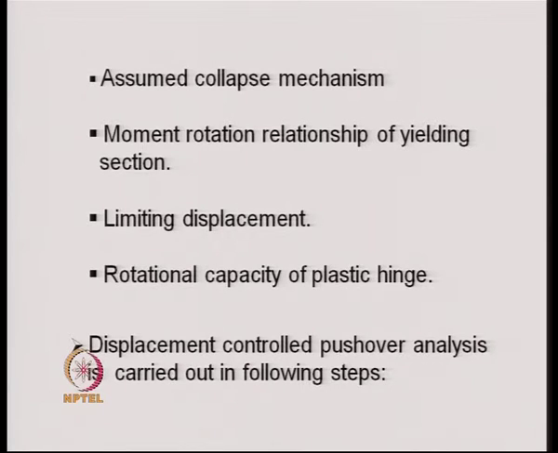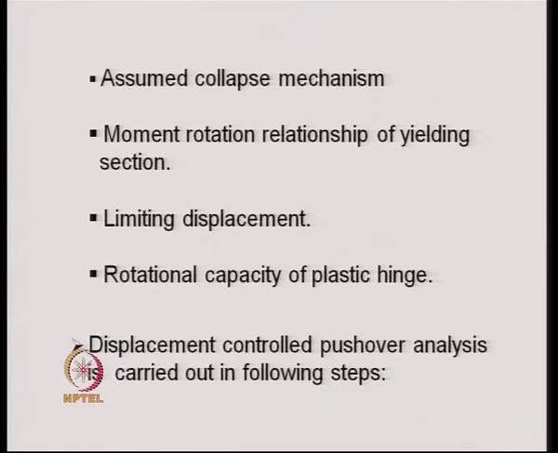Next important information that is to be provided is the moment rotation relationship of the yielding cross section. Now, this moment rotation relationship of yielding sections is to be obtained from the cross sectional properties of the beams and the columns, including the reinforcement. By knowing the percentage of reinforcement in the beams and columns, one can find out a moment rotation curve.